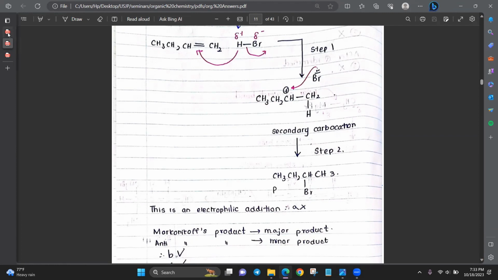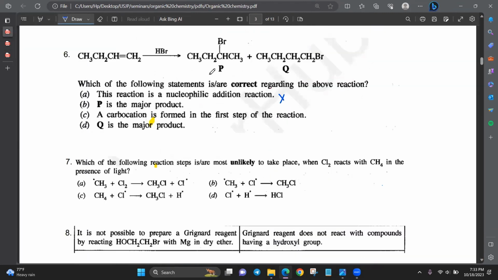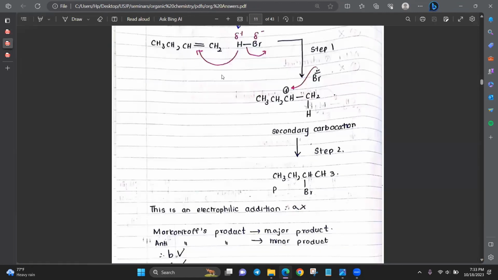Now we'll see where this is the P they have given. Yes, it's the same molecule. So "P is the major product" is a correct statement. Right, this is correct. And a carbocation is formed in the first step of the reaction.